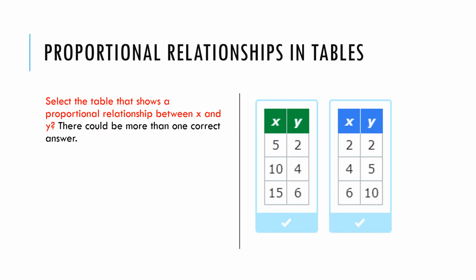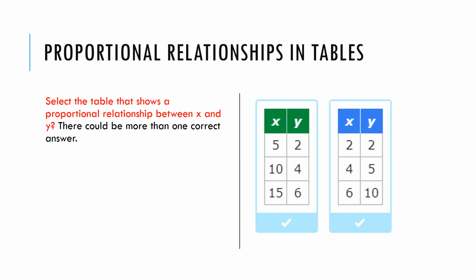Now let's look at proportional relationships in tables. So as you can see in this question, there could be more than one correct answer. So both of those tables could be correct, so be very cautious with that. So we're going to select the table or tables that shows the proportional relationship between x and y.